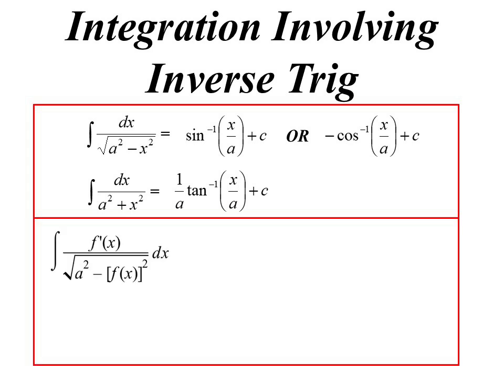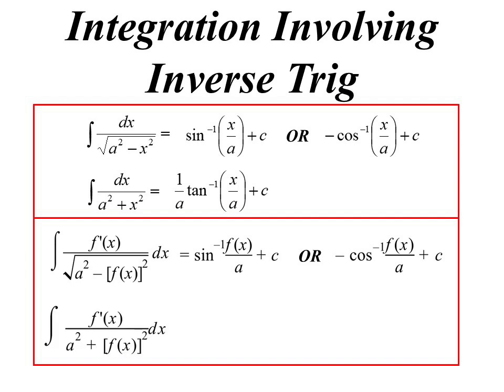To generalise that, if we want to create the integral by putting it in the form that we'd like to see. So if we see it in the form derivative over the square root of a squared minus function x squared, then that would be the inverse sine of function x over a, or of course the negative inverse cos of that same function. With tan, if we see derivative over a squared plus function x squared, again it has 1 over a out the front, the inverse tan of function x plus a constant.